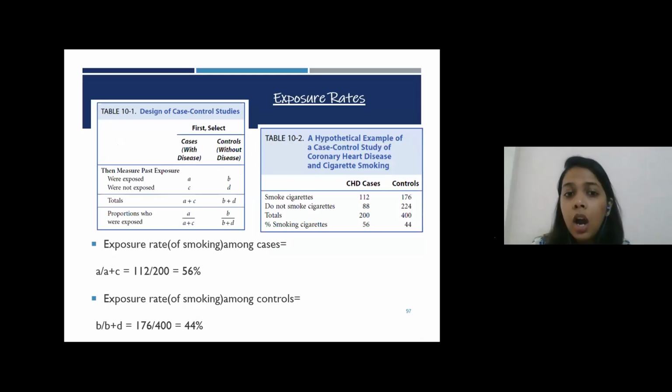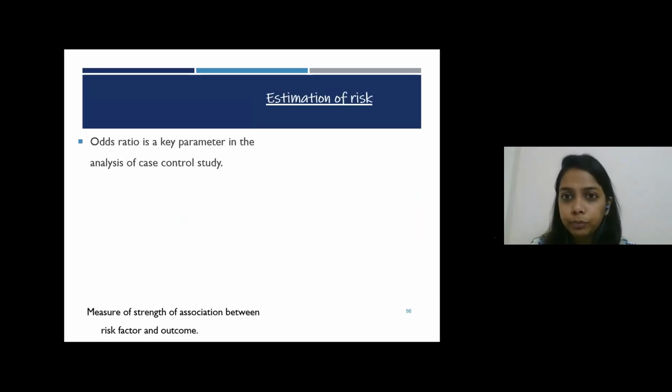That will tell you, among the cases, what was the exposure rate? Like 56% of the cases were exposed to, say, smoking, if you're talking about cancer. And among the controls, you calculate how many of the controls were actually exposed to smoking. Controls are people who don't have the disease. So you have an exposure rate that you get.